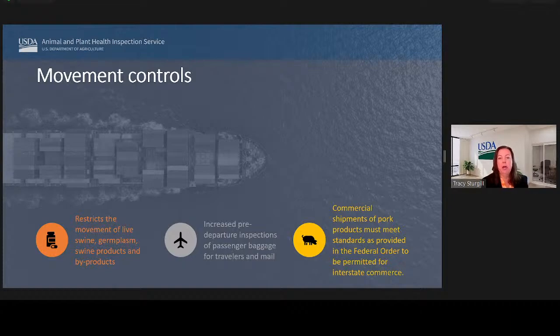Commercial shipments are inspected by the USDA Food Safety and Inspection Service, and their inspectors are assigned to each of the facilities. They ensure that the facility is meeting the standards as provided in the facility's food safety management system, or what we call the HACCP plan. These plans include cooking times and temperatures, which will render the African swine fever virus inactive.